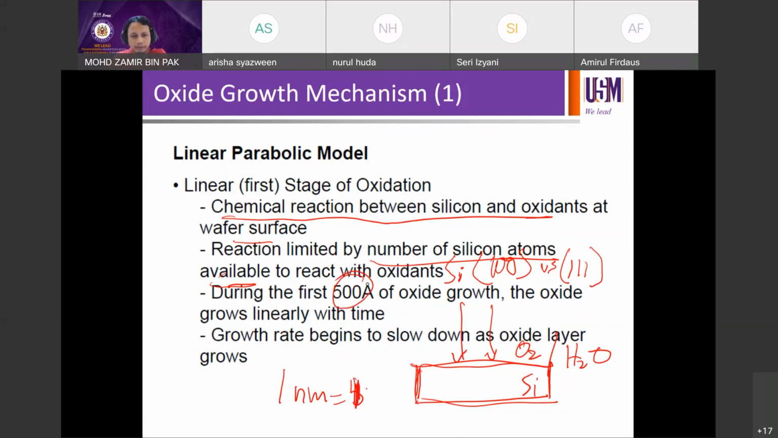50 nano, sorry. 1 nano is 10 angstrom. You have to remember this forever. If you enter a fab, this is the unit that you're going to use a lot. Okay, 1 nano, 10 angstrom.